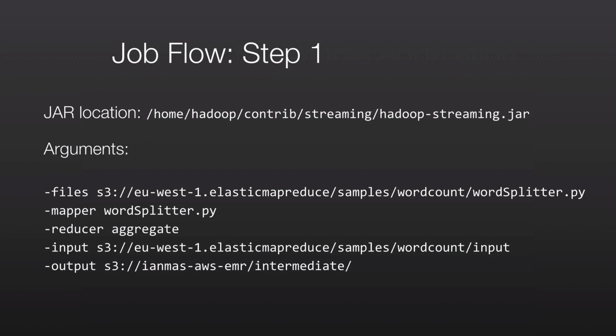So step one, we're using that utility for Hadoop Streaming, and the arguments there were files, where we specified the particular mapper we were going to use, wordsplitter.py, which I'll show you in a second, a small piece of Python. Input is all the objects in the prefix that you can see there in that publicly accessible S3 bucket, and the output is our intermediary location where we're going to store our results for processing by the second step in our job flow.